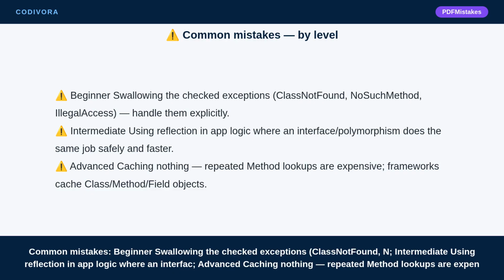Now the mistakes to avoid, straight from the field. Beginner: swallowing the checked exceptions, ClassNotFound, NoSuchMethod, IllegalAccess. Handle them explicitly. Intermediate: using reflection in app logic, where an interface or polymorphism does the same job safely and faster. Advanced: caching nothing. Repeated method lookups are expensive. Frameworks cache Class, Method, and Field objects.